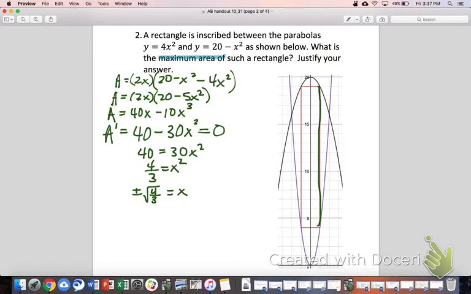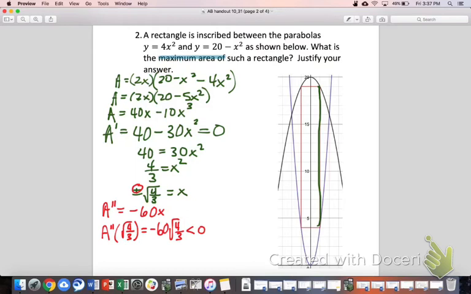So the second derivative would be A double prime equals negative 60x. And so since we're dealing with side lengths of a rectangle, I am only going to use the positive side of the square root. I hope that makes sense. Side lengths are never negative. So I'm going to say A double prime of positive square root of 4/3 is equal to negative 60 times the square root of 4/3. And we know for sure that that's negative.